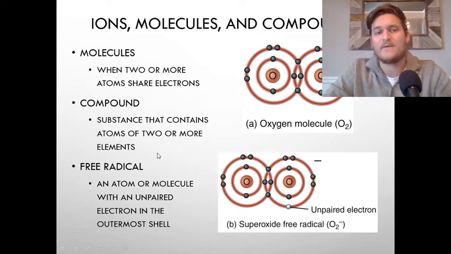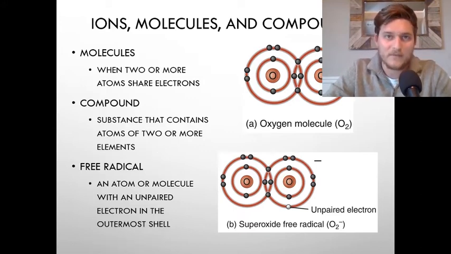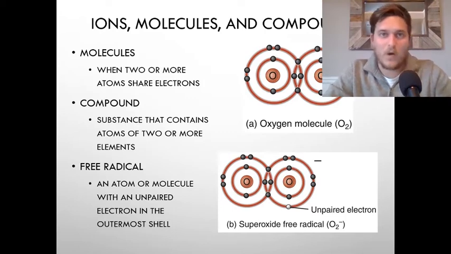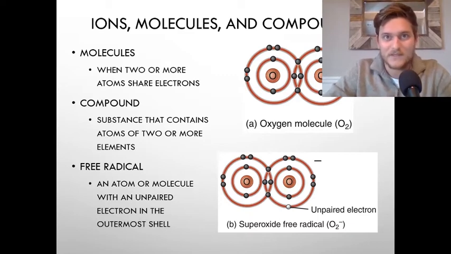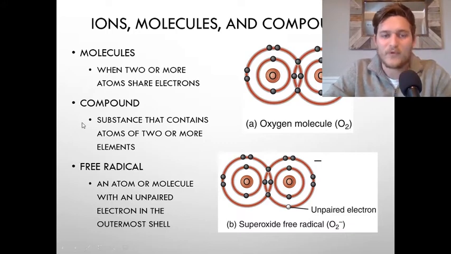When you have atoms of two or more different elements, that's going to be called a compound. So obviously it doesn't need to be the same elements, whether it be water or table salt. There are many different types of elements that can come together and react with other elements in order to form different structures. And then we have what's called a free radical.